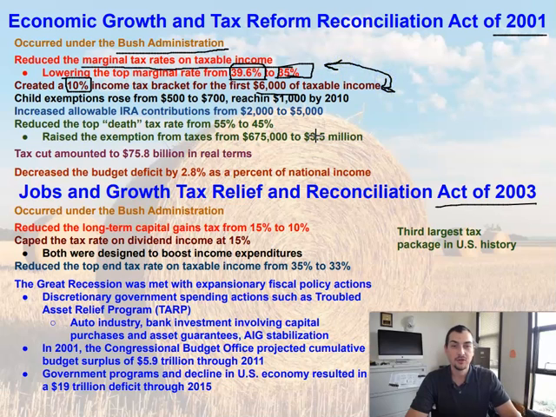Well, then the Tax Act did a couple other things, and it was aimed at reducing your taxable income as well. So child exemptions actually rose from $500 to $700, and then by the year 2010, it actually reached $1,000. Well, what does that mean?